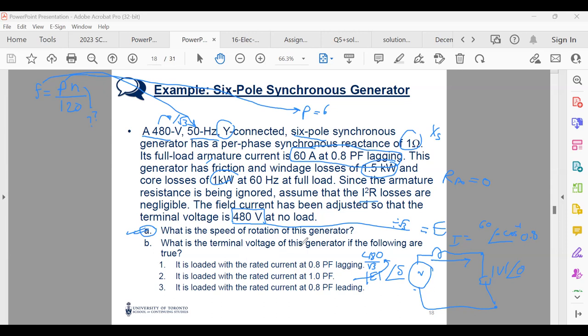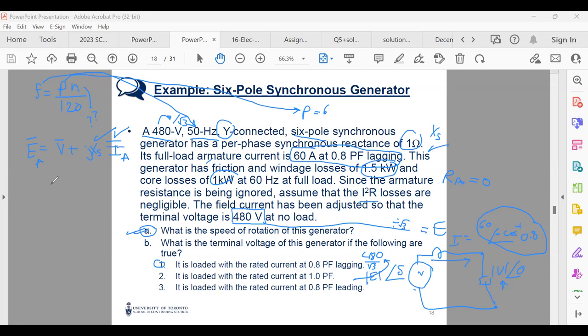What is the terminal voltage for the machine, if the load is similar to what we have? So they are asking about the terminal voltage, the V. How can we calculate the V? To calculate the V, we can use the simple equation E equals V plus jXS IA. We already have the E and the IA. So the I is given. XS is given. It's here.